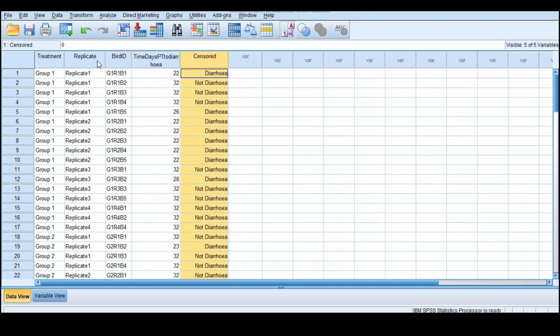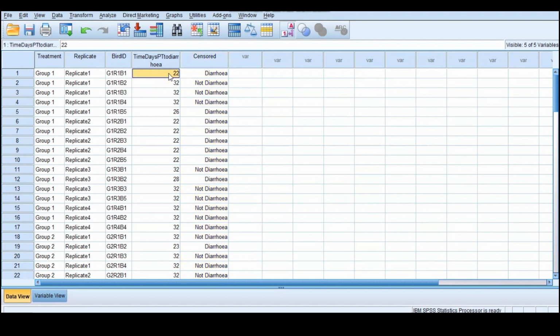In the case of our data, this is hypothetical data whereby we have birds, that is chicken, that were exposed to some aflatoxin, and now we are trying to treat them and see if they will experience diarrhea or not experience diarrhea. So what will happen?